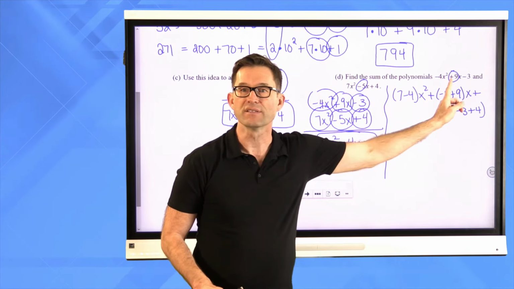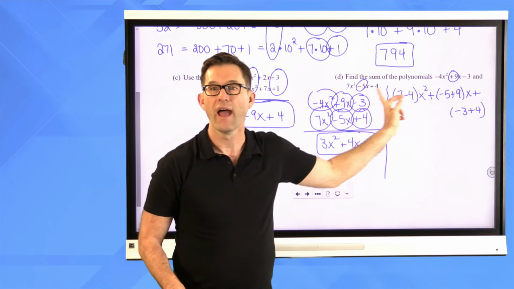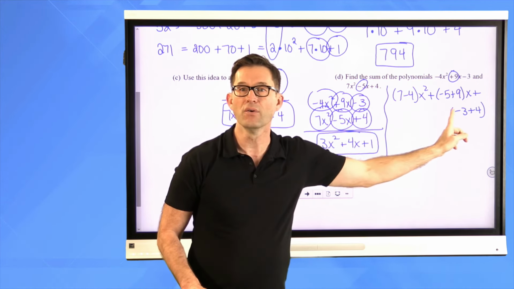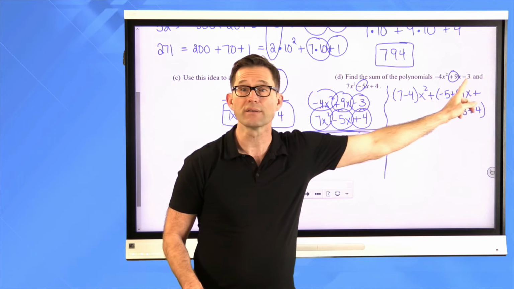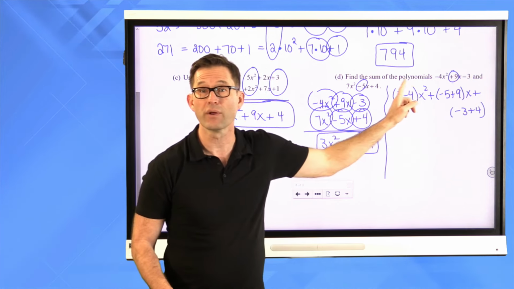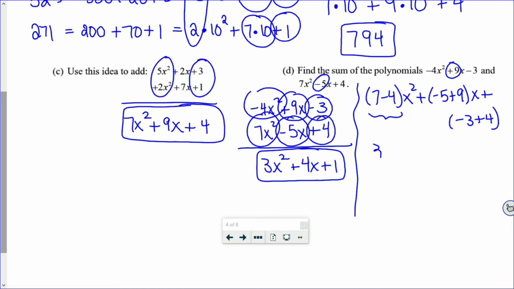Then I've got this negative 5 and this positive 9. I'm going to add those two together, and that's how many x's I have. And then my normal numbers, my constant terms, right? I've got that negative 3 and that positive 4. And at that point, I can say, well, 7 minus 4 is 3x squared. Then I can say negative 5 plus 9 is 4x, and negative 3 plus 4 is 1.